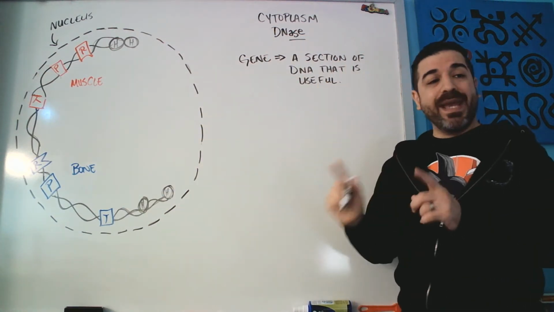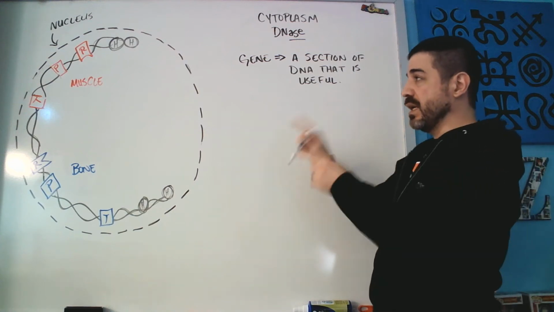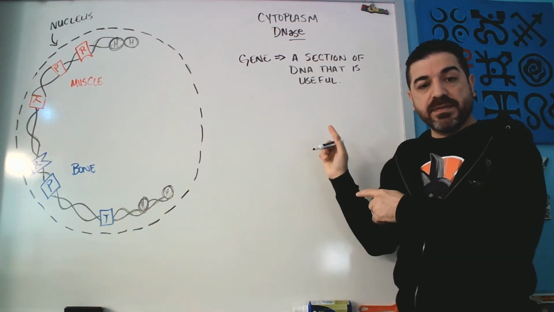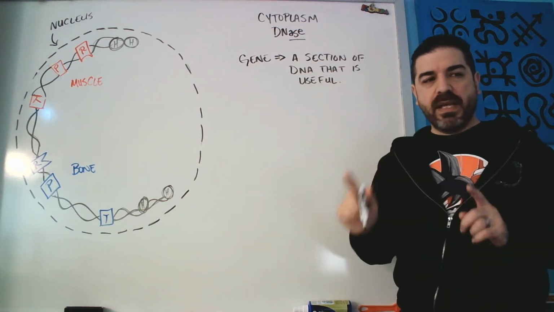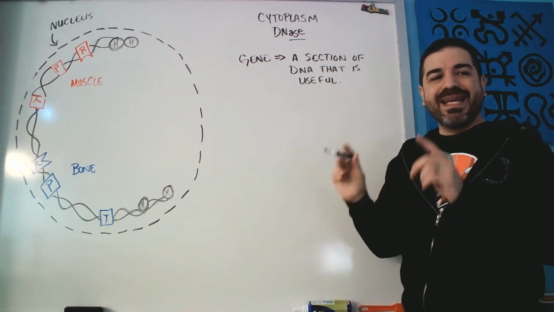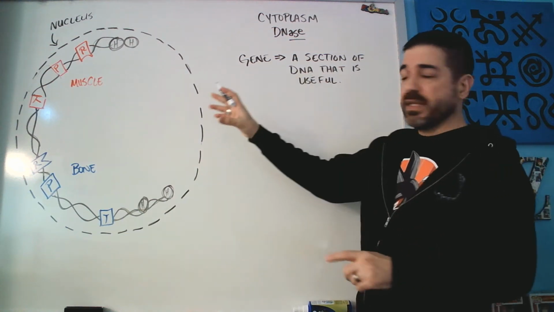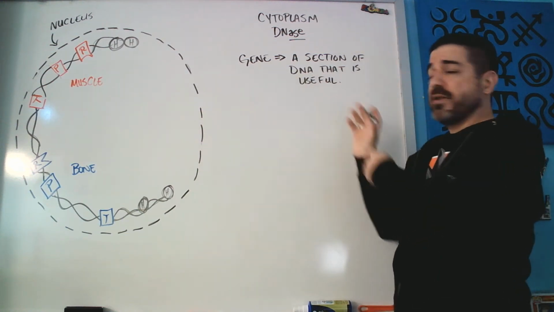So we have to find a way to get that information, which is stuck in the nucleus, out into the cytoplasm without getting DNA out there where it could be damaged, right? So that's the main goal here. So everything we're going to be talking about is how we get that information stored in the DNA, within the genes, out into the cytoplasm.